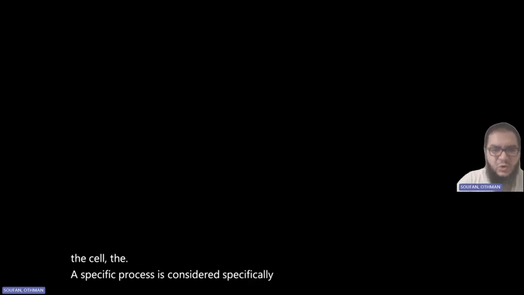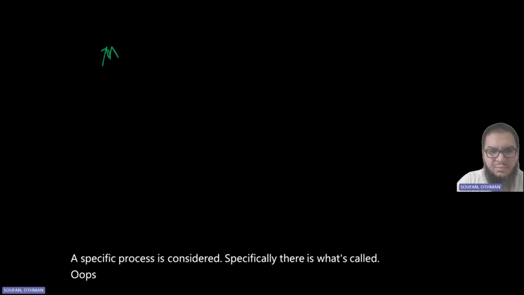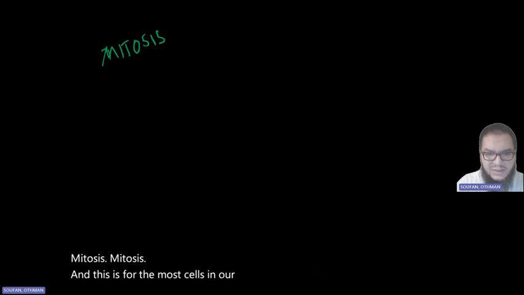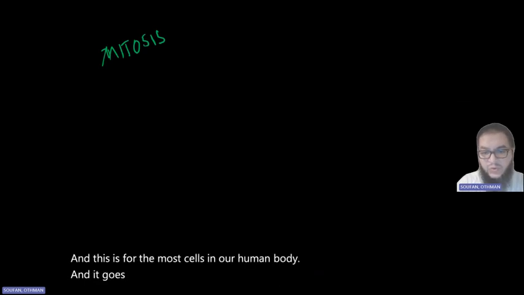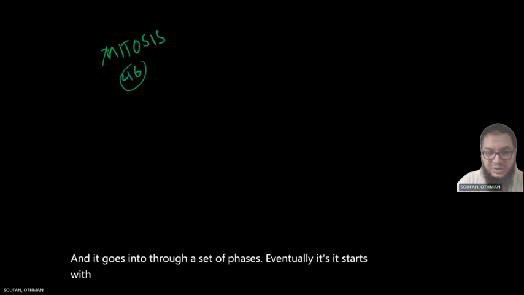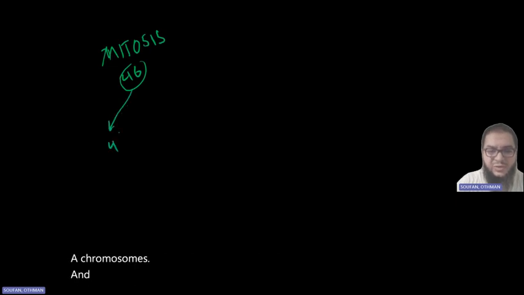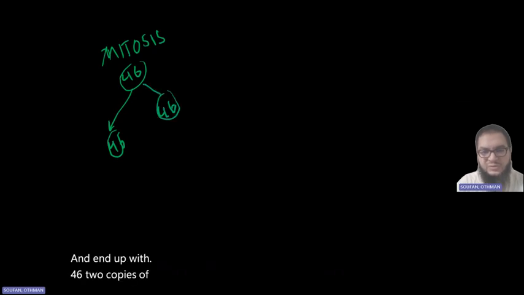Specifically, there is what's called mitosis, and this is for most cells in our human body, and it goes through a set of phases. Eventually, it starts with 46 chromosomes and ends up with 2 copies of these 46 chromosomes.